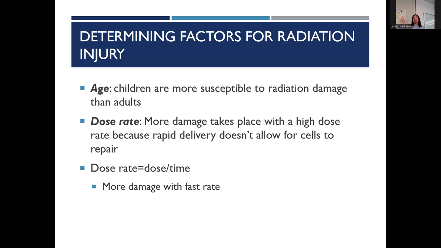Dose rate is equal to the amount of dose divided by time. So just how much dose you're giving them, depending on how much time. Spread it out over more time, then their dose rate is less. If you give them a certain dose in a short amount of time frequently, then their dose rate is more.